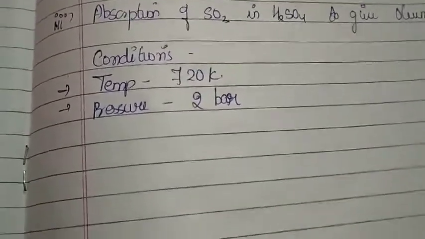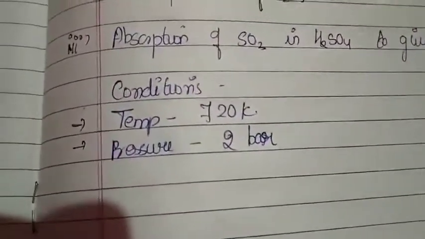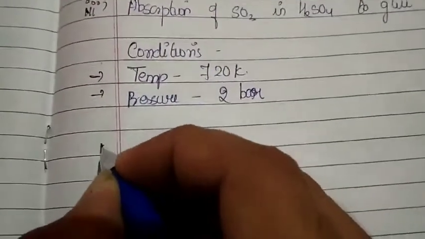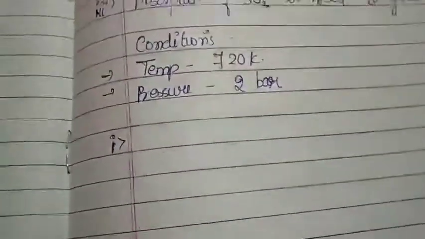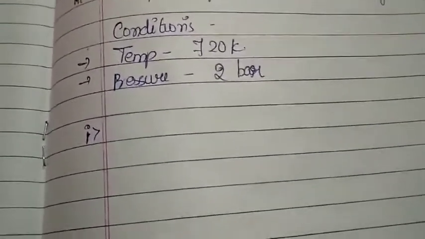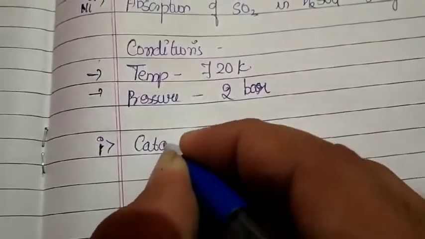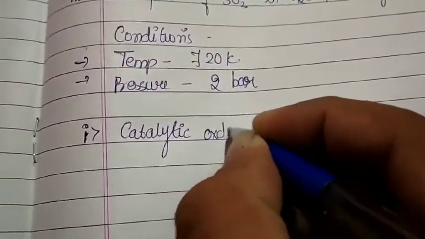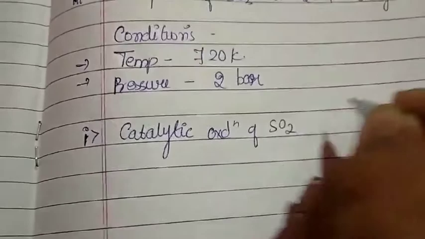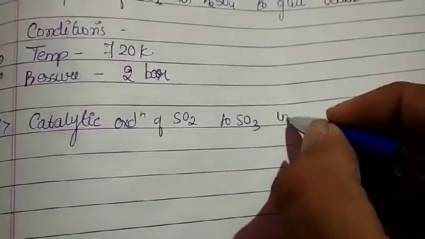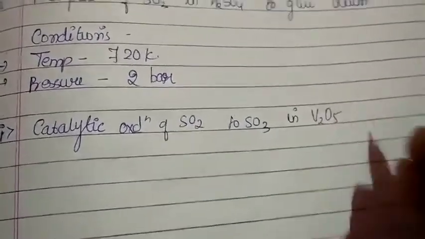Now coming to the reactions carried out in the contact process. The key reaction, very important in the manufacture of sulfuric acid, is the catalytic oxidation of SO2 to SO3 in the presence of V2O5 as a catalyst.